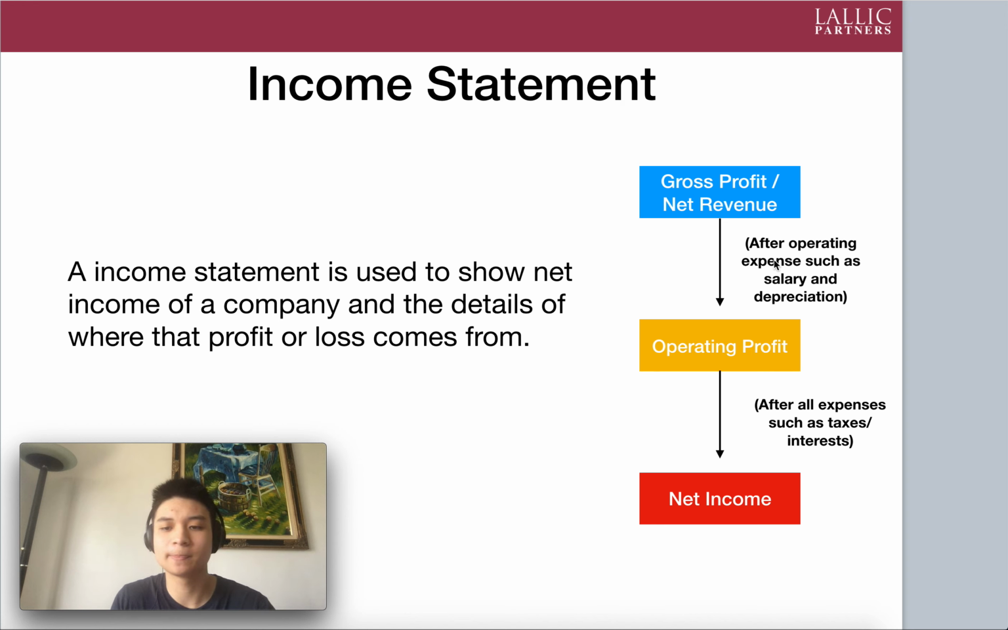So this would include operating expenses, such as salary and asset depreciation. After that, we would get the operating profit. So the gross profit after deducting the operating expenses gives us the operating profit. And the last category is the net income. We get that after the operating profit is deducted by all the expenses such as tax and interest fees. The net income is the income that the company gets at the end.